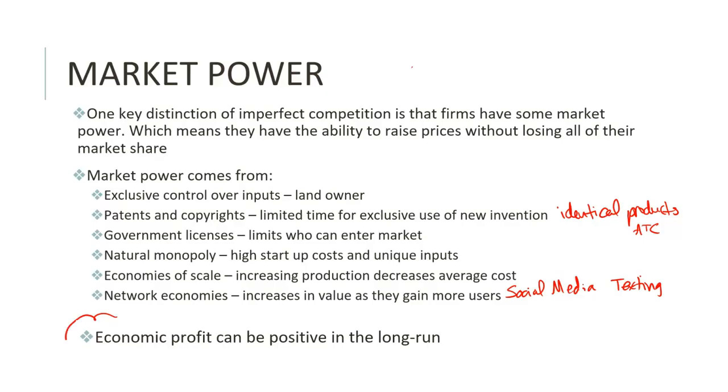One important difference between perfect and imperfect competition is that economic profit can now be positive in the long run. With perfect competition, we could have temporary economic profit, and in the long run, it would go to zero. With imperfect competition, we can have positive economic profit in the long run. Okay, so we're going to start with pure monopoly.